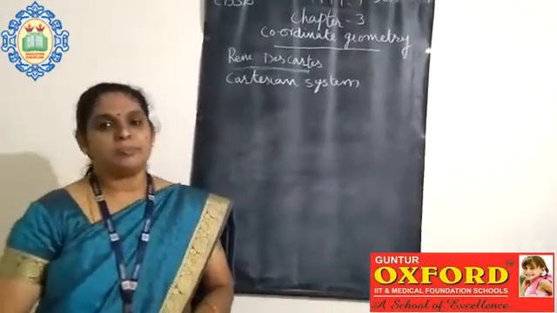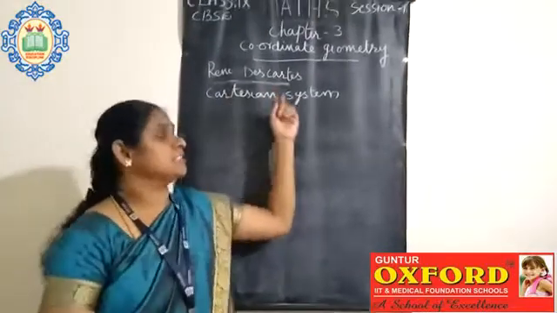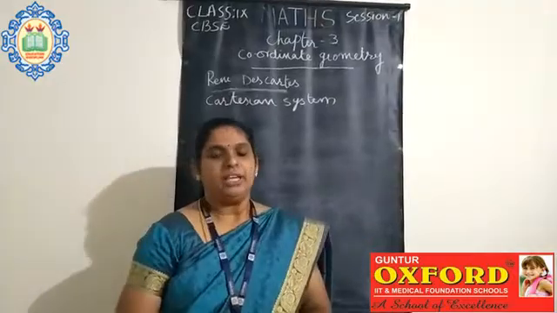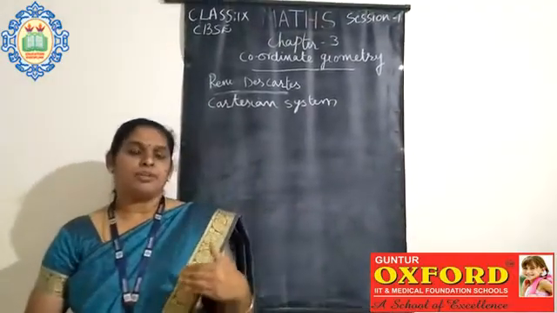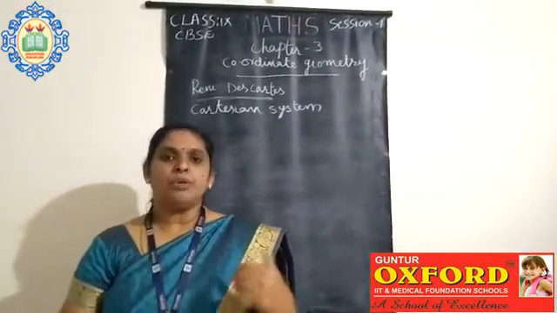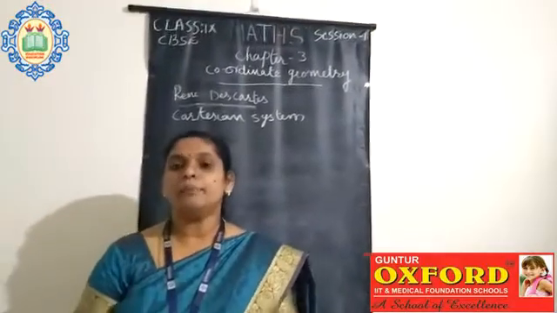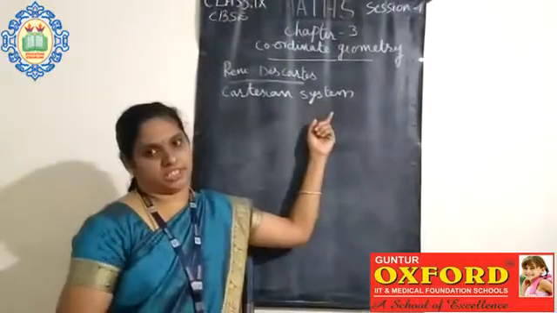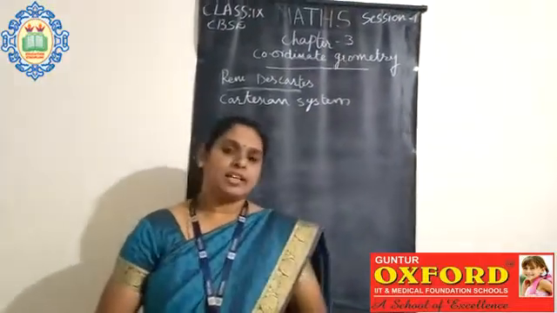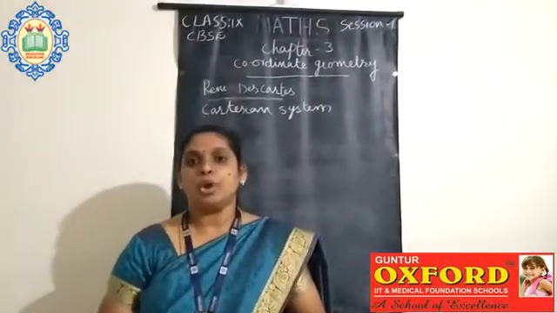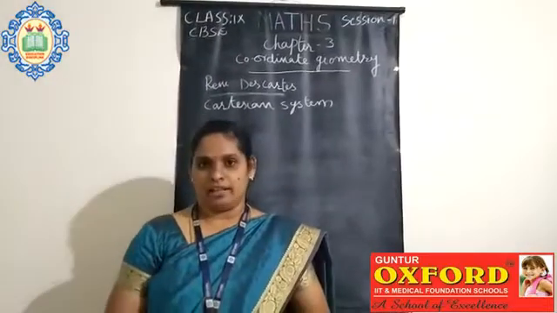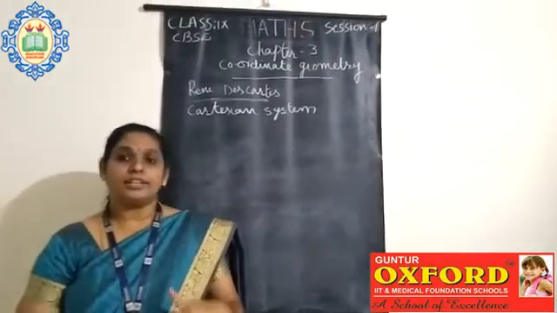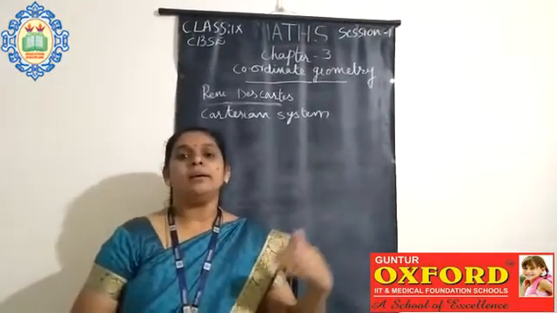The French mathematician René Descartes developed coordinate geometry. In it, he found a system for locating a point on a plane. This system is known as the Cartesian system. We know from our earlier classes how to locate a point on a number line, but in this chapter I am going to show how to locate a point in a plane.